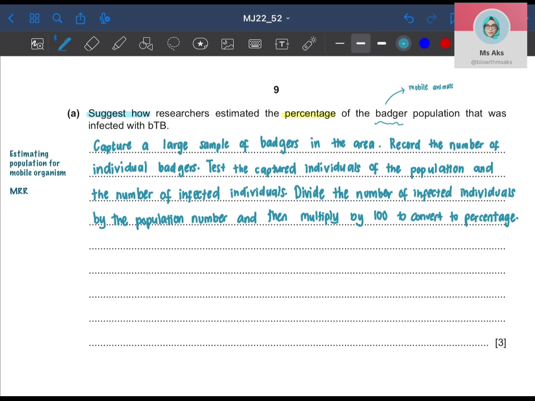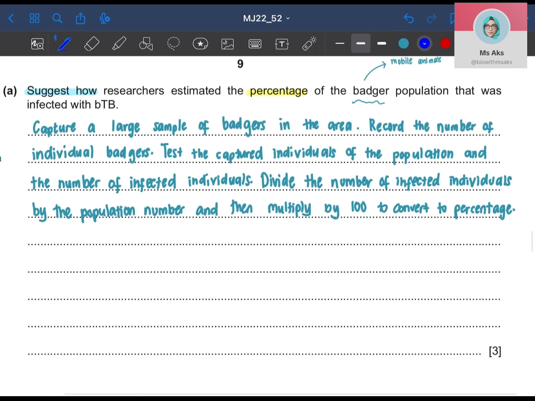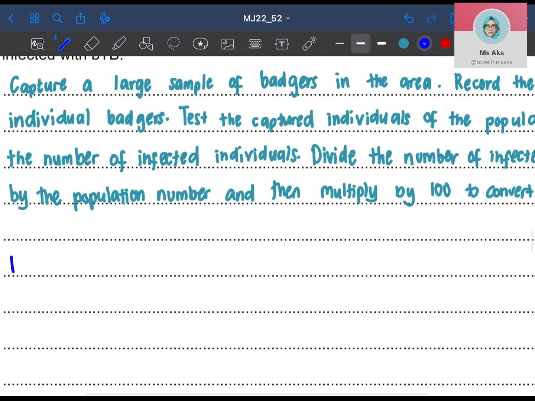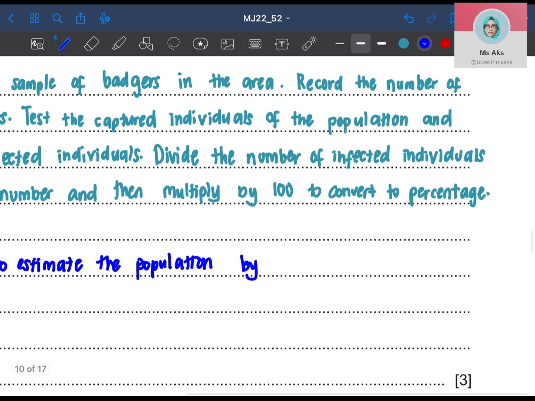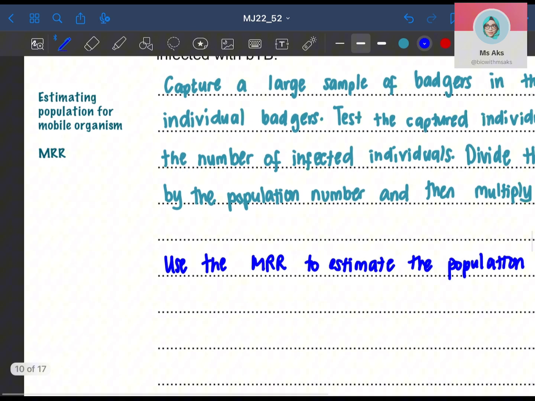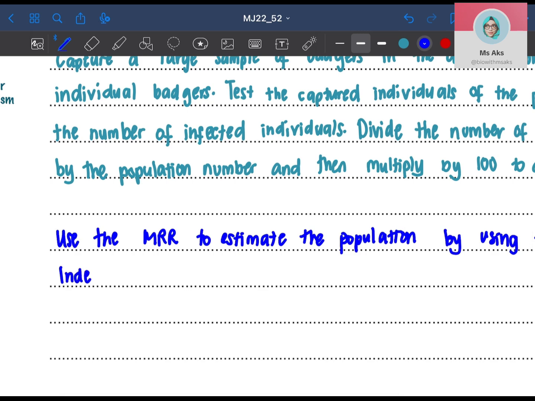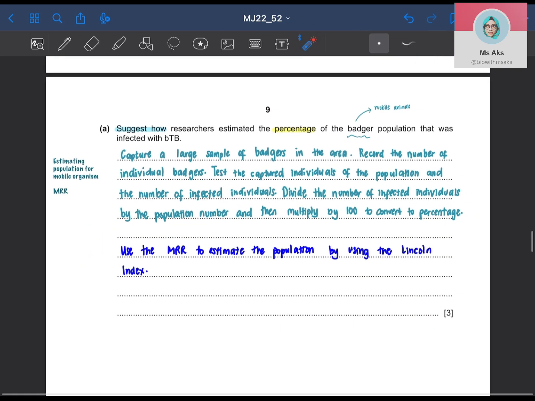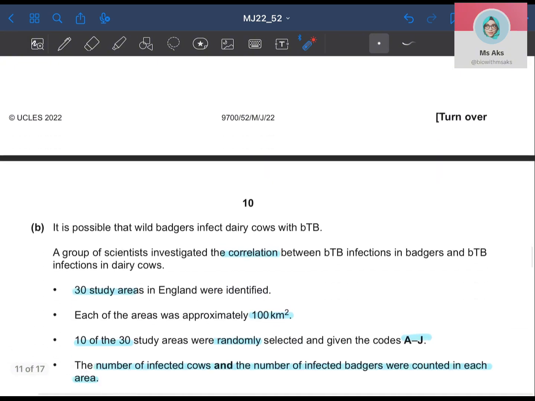So what you can also use, I haven't mentioned the mark release recapture method. We can also use the mark release recapture method to estimate the population by using the Lincoln index as well. So basically describing how we're going to calculate the percentage there.